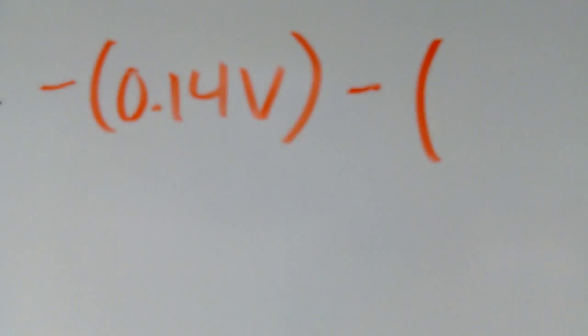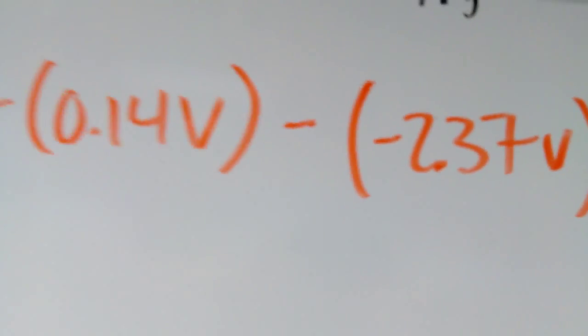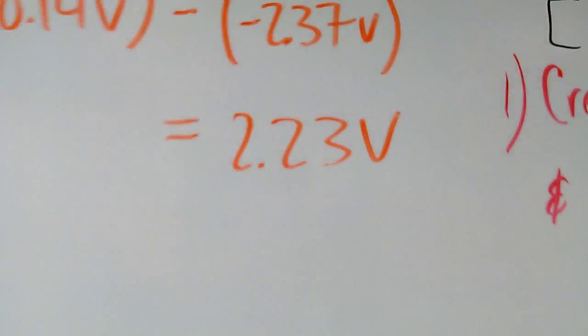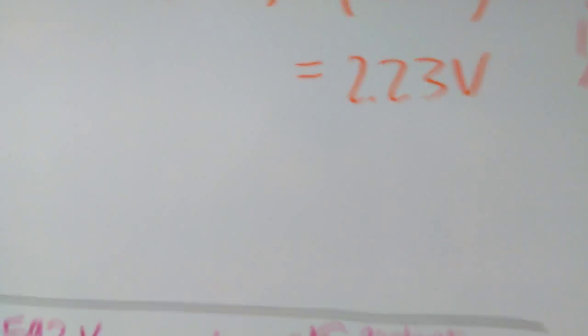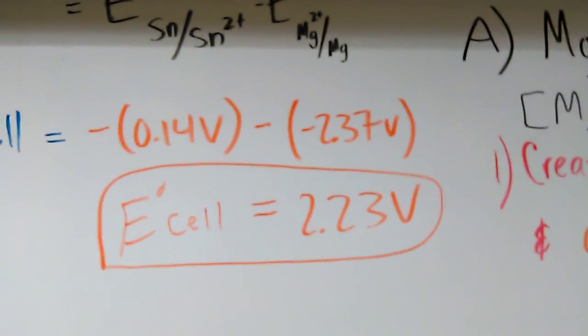So it's going to minus our anode, which is going to equal -2.37 voltage. And then when you do the calculations for this, it's going to come out to 2.23 voltage. And that's going to be our E standard cell. So E standard cell equals 2.23 volts. Now the next question is going to ask you to find your actual cell.